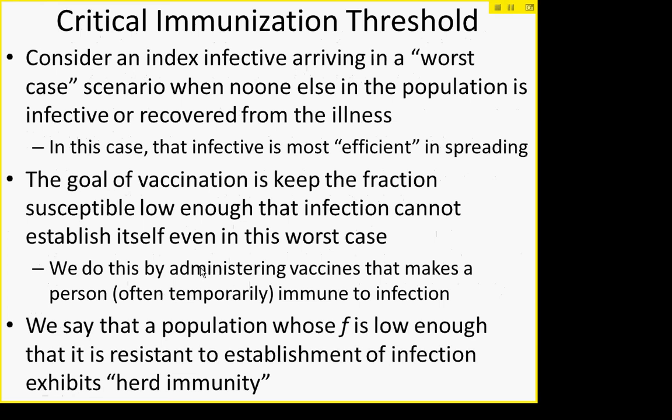Now, what this comes down to is this notion of critical immunization threshold, and I walk through the reasoning for this in the slides. We don't have time to go over it in detail here, but the idea is that we want to achieve a level of immunization such that even if an index infective arises in a worst case situation, where no one else in the population is either infective or recovered from illness, they're all either susceptible or vaccinated, we still want the effective reproductive number to be less than 1. We still want that situation where, just based on the vaccination programs, we can make the population as a whole resistant to infection. So the goal here is to keep the fraction of susceptibles low enough that infection cannot establish itself, even in this case. And in that case, we say it exhibits herd immunity.